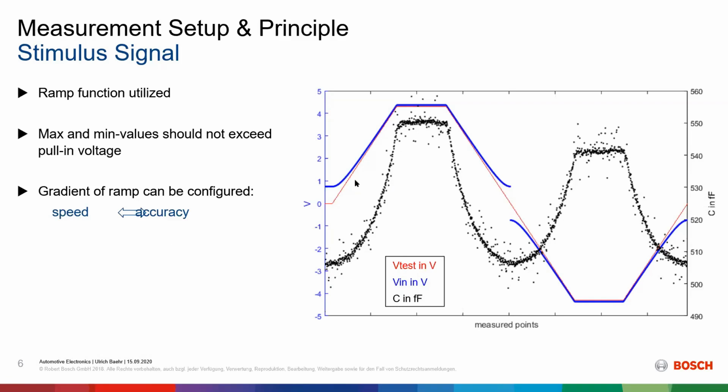We can configure the gradient, of course. This means this gradient could be faster or slower, depending on whether you want to have a very fast measurement or a very accurate measurement.